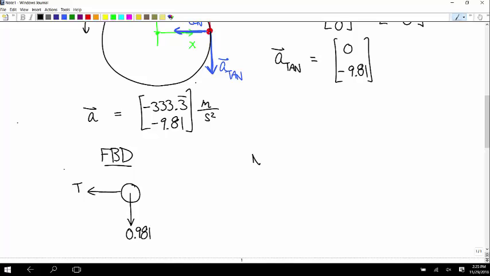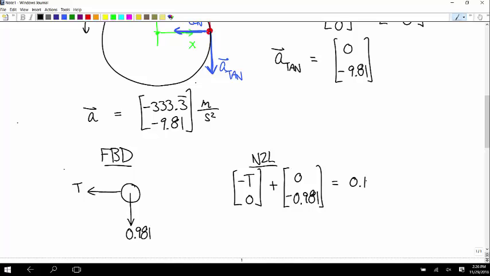That's everything. So now Newton's second law says, well, this is in the negative x direction, so that cable force is negative T, 0. The weight force is 0, negative 0.981. And that's equal to the mass times the acceleration we just calculated.